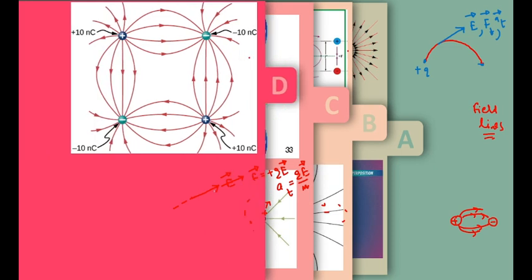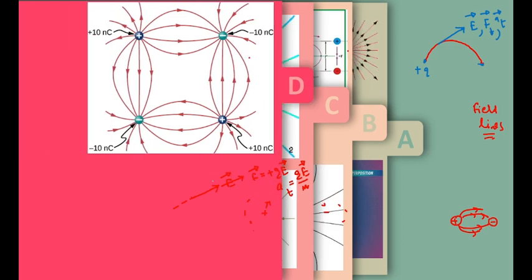Next thing, I have kept four charges. You can see plus, minus here, and here also minus, plus. So because of the assembly of four charges, I have shown the representation of the electric field lines, right? Let's move on.